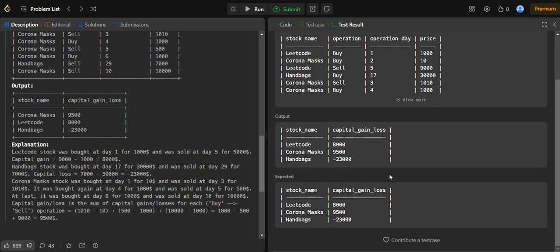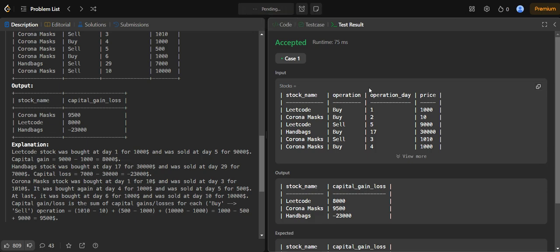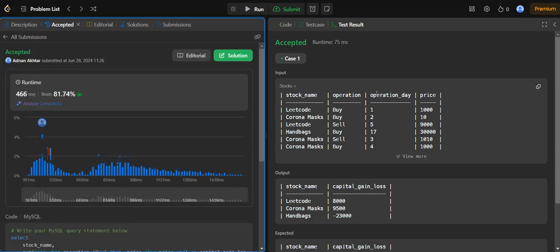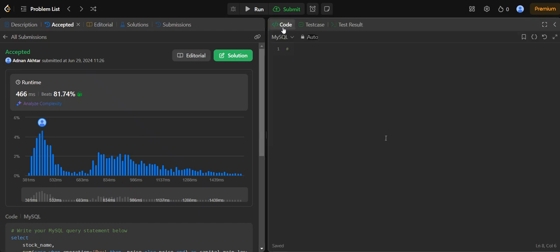See, accepted. See the result. So if I submit this code, it will result in the correct answer. Okay, it is resulting in the correct answer. I can do the same problem using CTE also. So try to do it yourself and write it in the comment section. I will be commenting on the code.